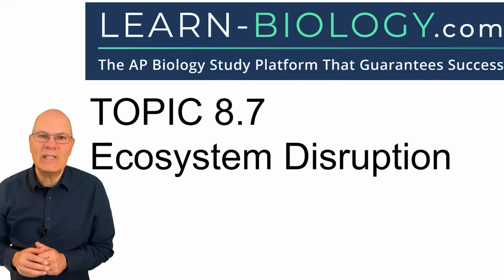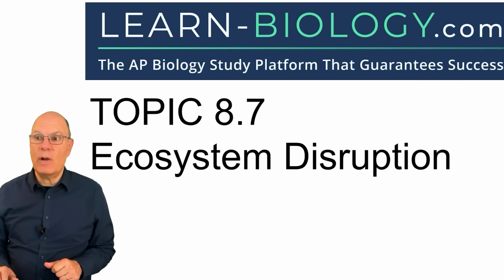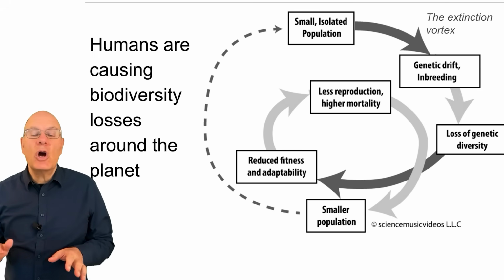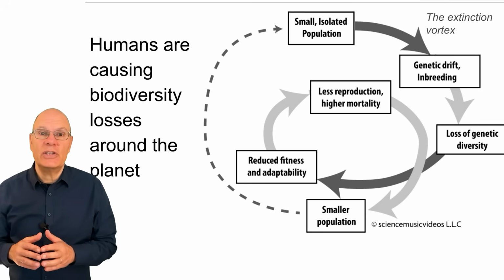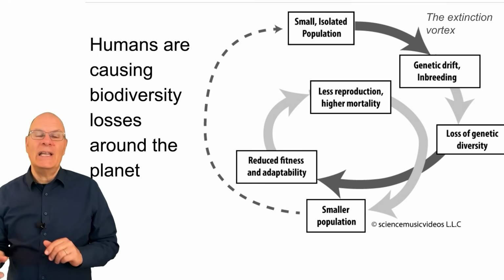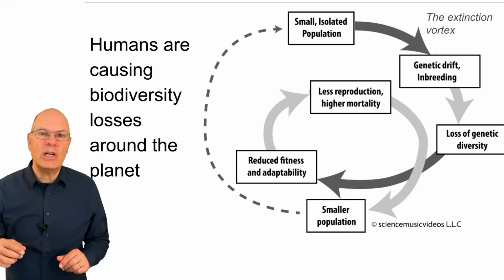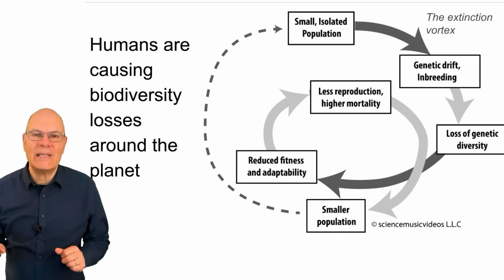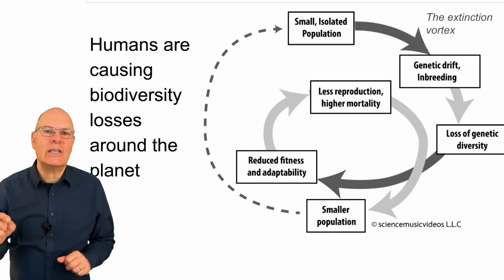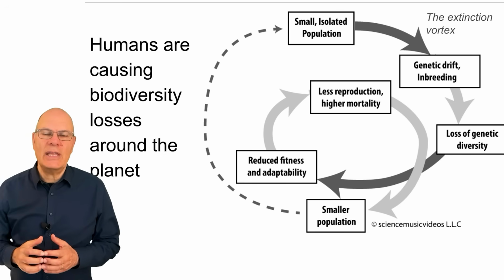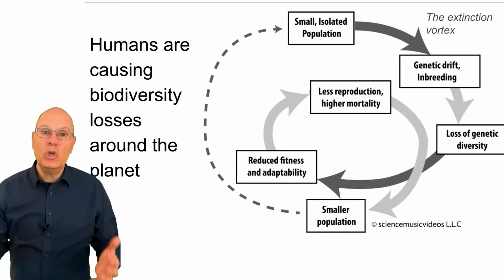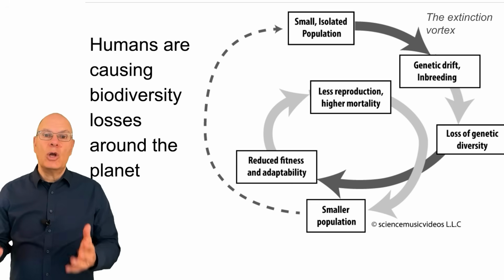Topic 8.7, ecosystem disruption. Humans are causing biodiversity losses around the planet. In Unit 7, we talked about the 5 great mass extinctions. There's a 6th great mass extinction that's happening right now, and humans are unfortunately the cause of it.